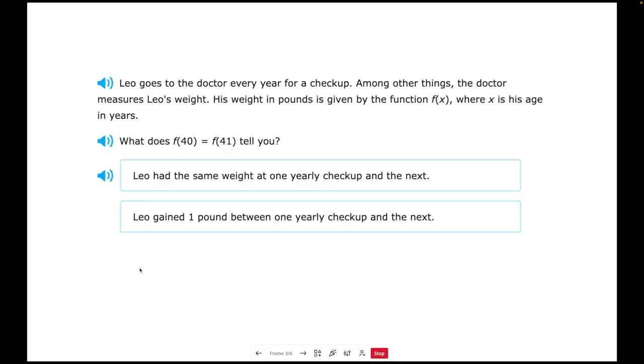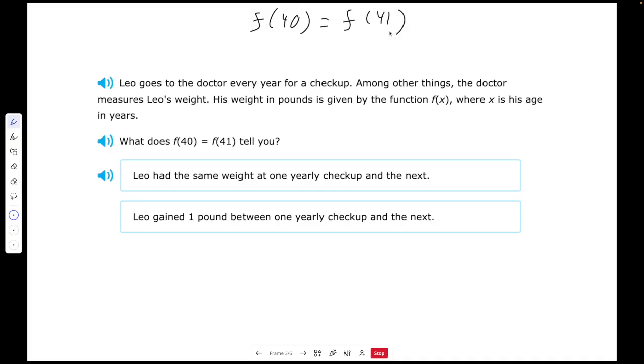All right, let's look at the next problem here. So if you want to pause to read. Okay, now that you've read the problem, it says, what does f(40) = f(41) tell you? So let's rewrite it up here. f(40) = f(41). And remember that the number in the parentheses is always the x, right? So these are both x. And they tell you in the problem, x is his age in years. Okay, so this is age 40, and this is age 41.